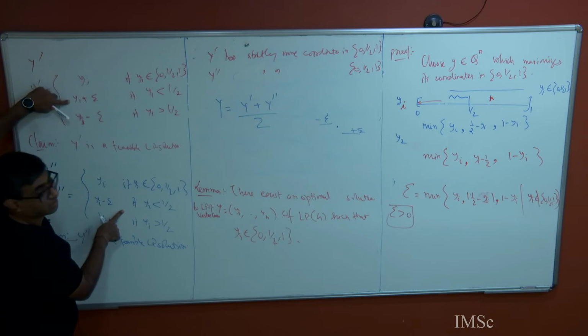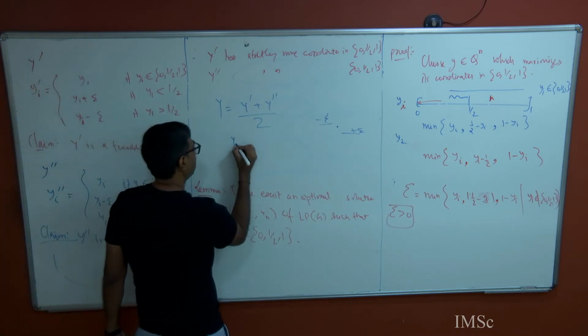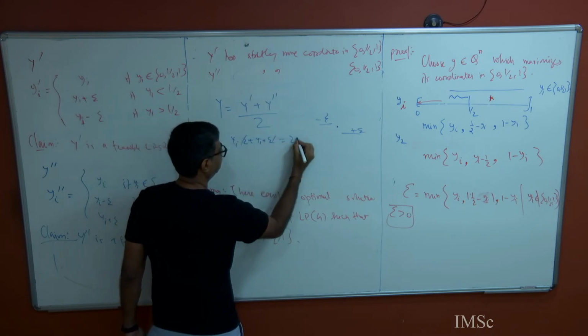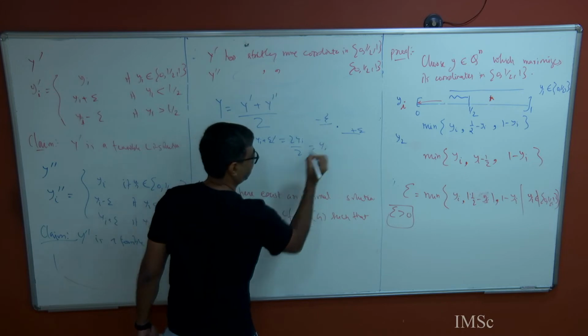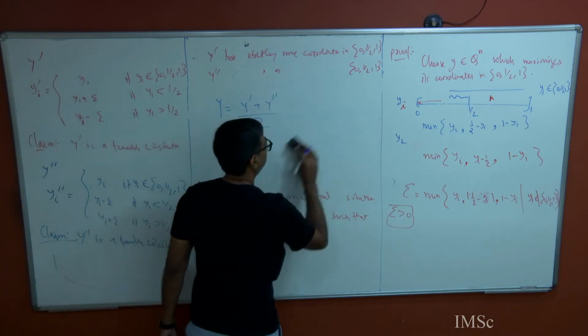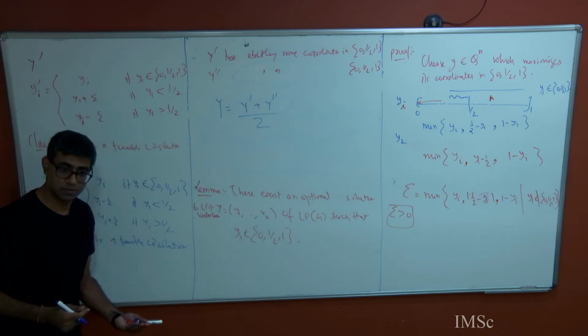Look at this, right? So if you sum those coordinates, what are you going to get? yi minus epsilon plus yi plus epsilon, which is 2 times yi, divided by 2 is yi. Agreed? Okay, excellent. So now what can you say? But y prime is a feasible solution, right?